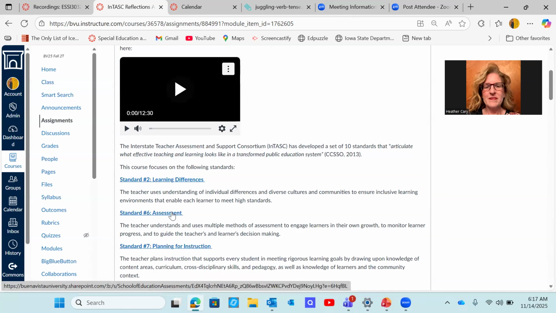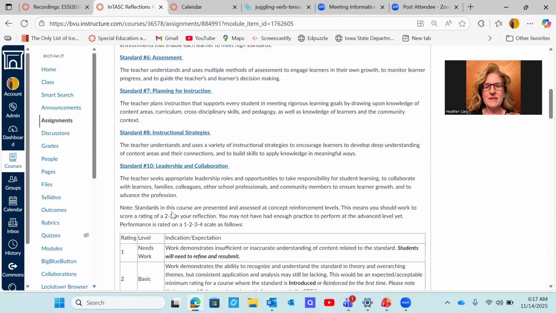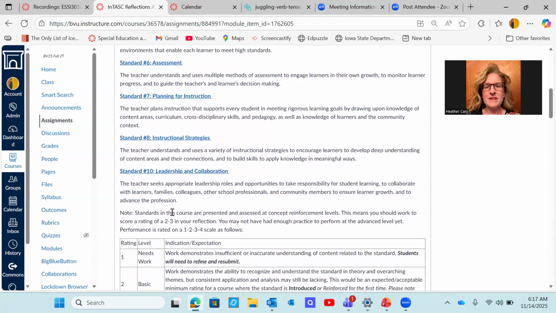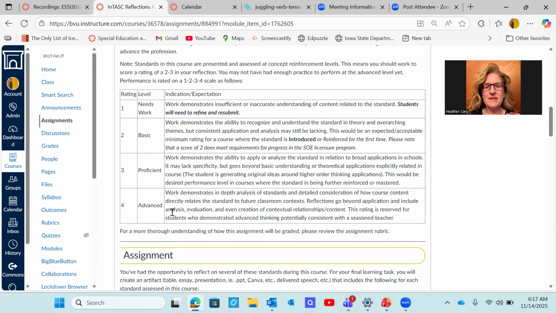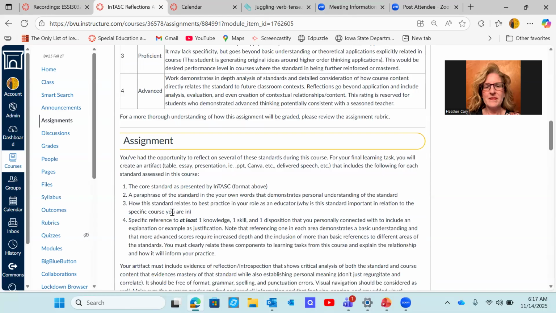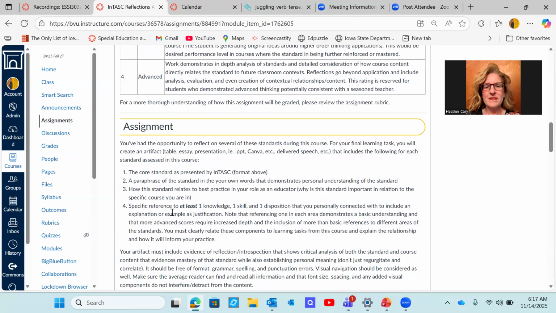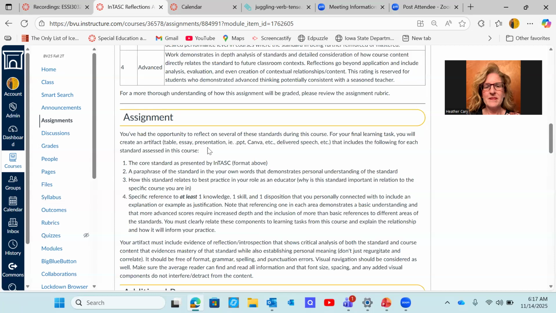So when I go over standard 2, learning differences, you can find how we demonstrated that learning, and then you can demonstrate it here. You can do this through PowerPoint, through a paper. So it says you've had the opportunity to reflect on several of these standards during this course. For your final learning task, you will create an artifact. It can be a table, essay, presentation, Canva, speech.